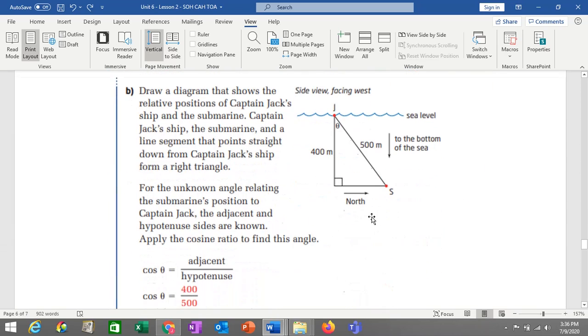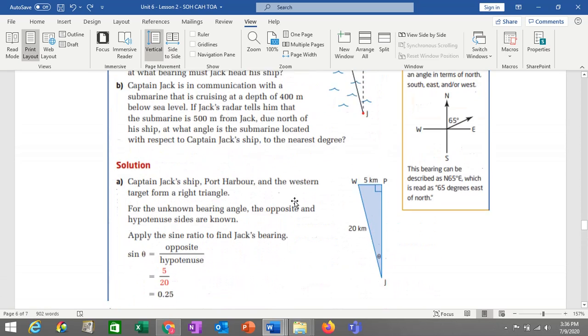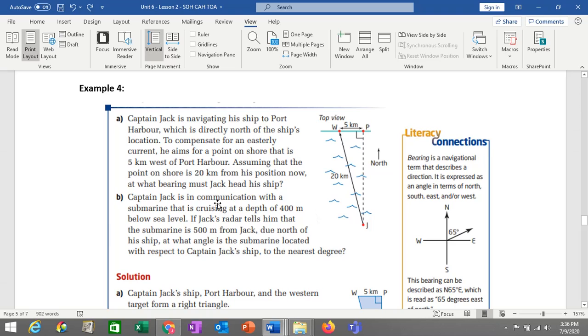Okay, draw a diagram that shows the relative position of Captain Jack's ship and the submarine. So we have part B here. Captain Jack is in communication with a submarine that is cruising at a depth of 400 meters below sea level. If Jack's radar tells him that the submarine is 500 meters from Jack due north of his ship, what angle is the submarine located with respect to Captain Jack's ship? Okay, so this question, you actually don't have a picture, so you actually need to think about what this looks like.